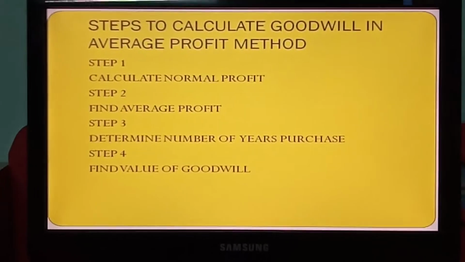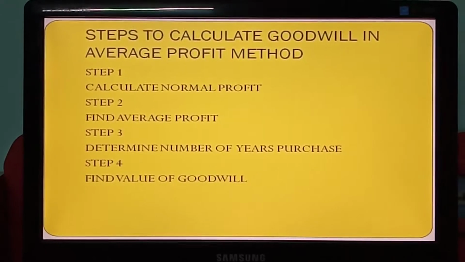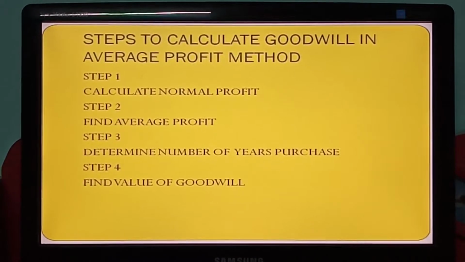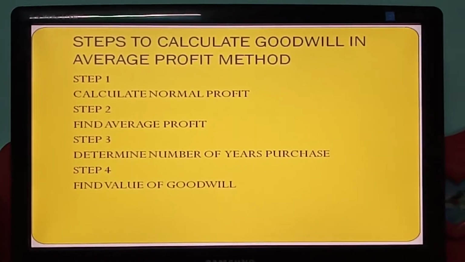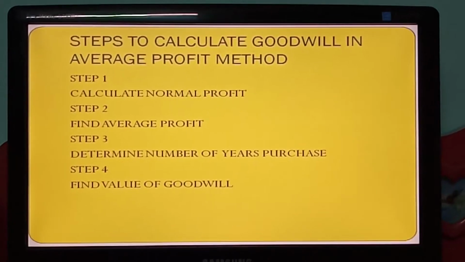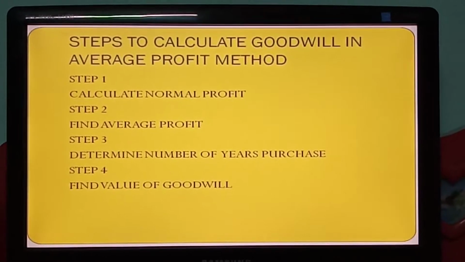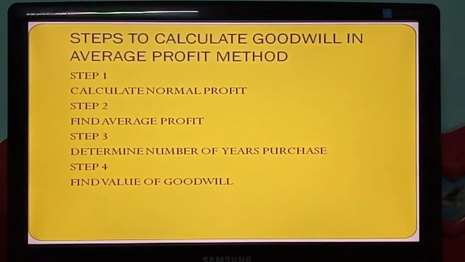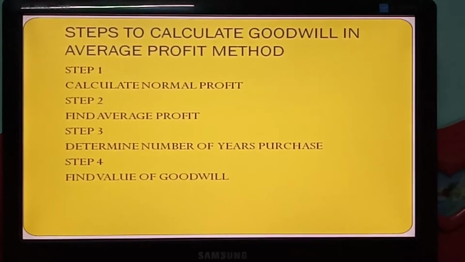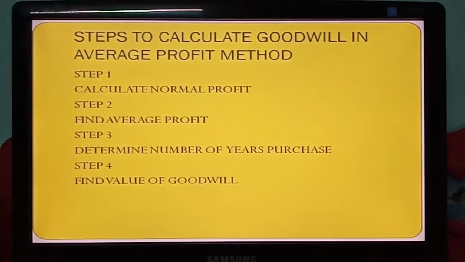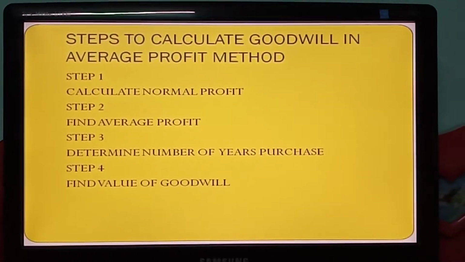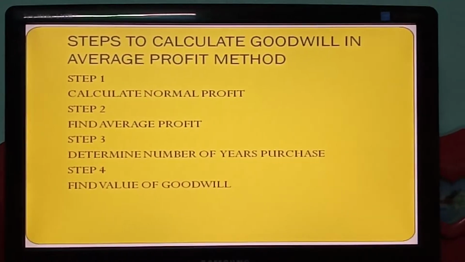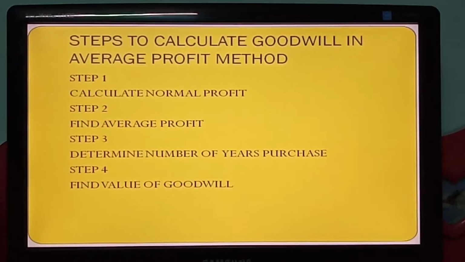That means, now when we have to calculate goodwill by this method, what are the things we need? The very first thing we need is normal profit. That is not the actual profit which is given. It is such a profit from which the abnormal gains are already deducted and abnormal losses are already added.